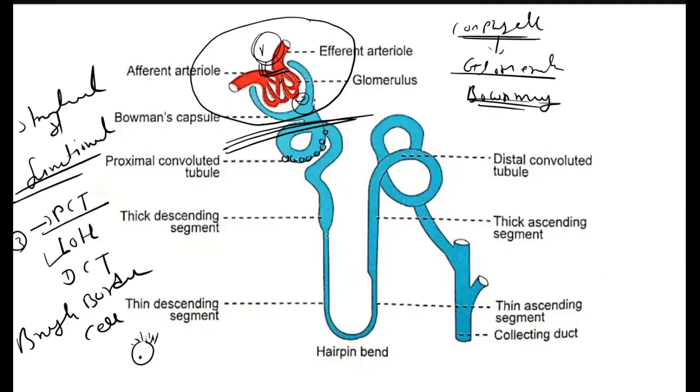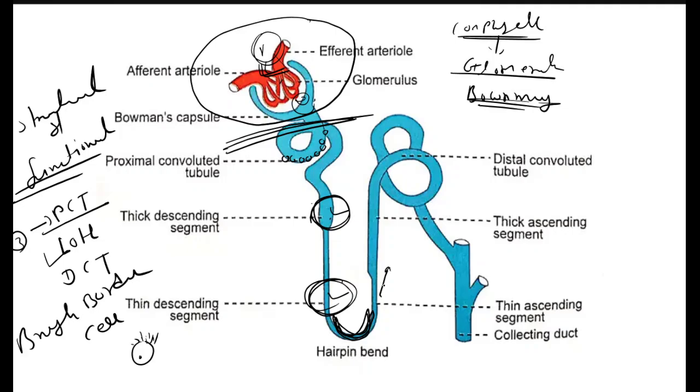The descending limb is again divided into two parts. First is the thick descending segment, second is the thin descending segment. See, this is the clear-cut difference in the diameter. This one has a larger diameter and this one has a smaller diameter, so this is called the thick descending segment and this the thin. Then the U shape, or we can say the hairpin shape structure, that one is the hairpin band. From here the ascent begins.